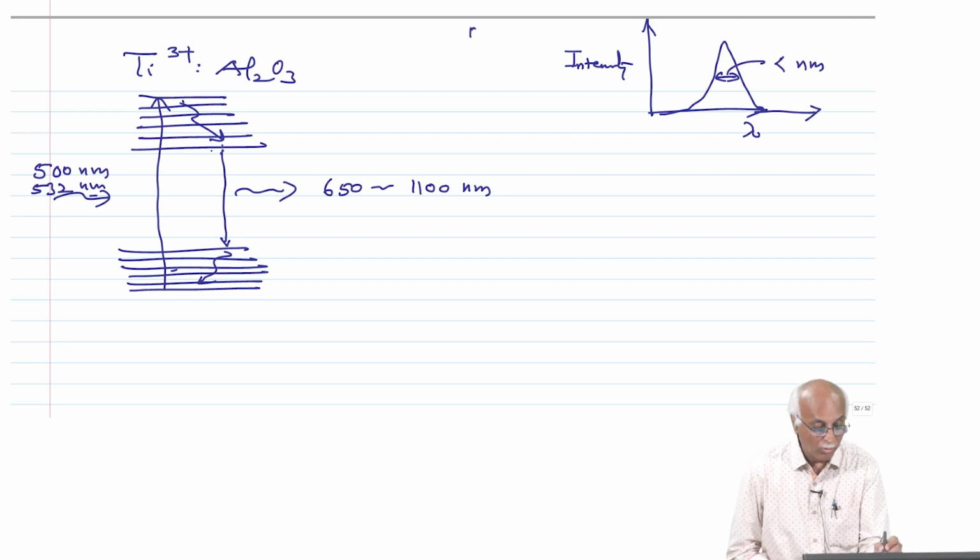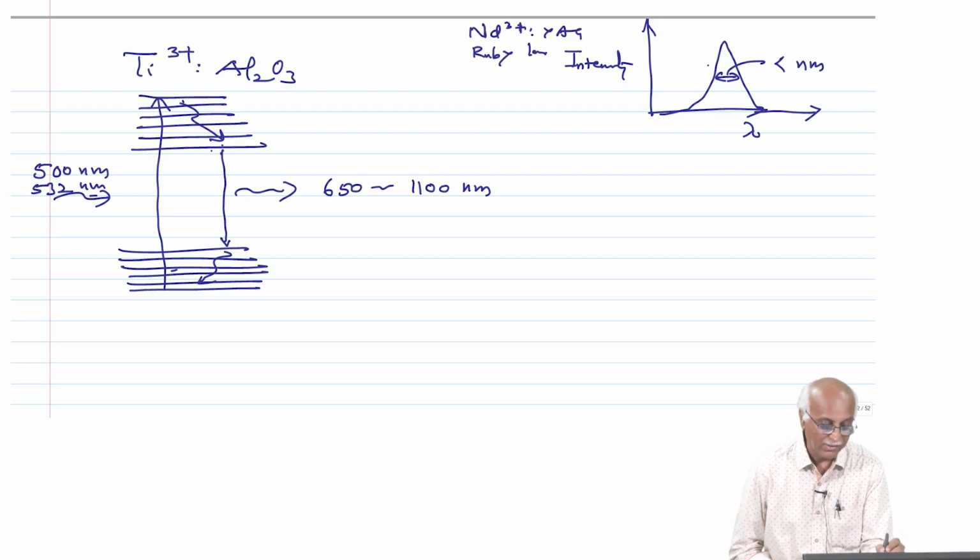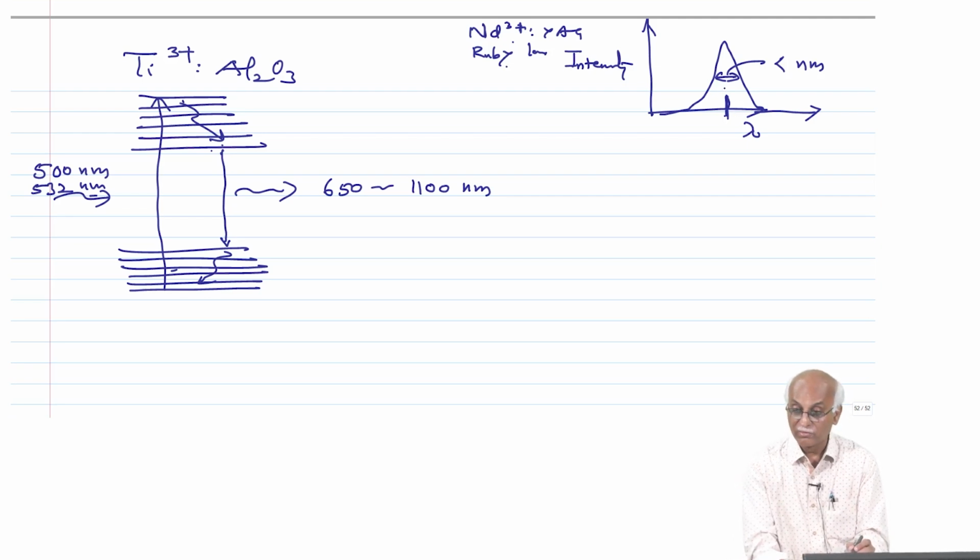This is about the Nd:YAG laser or the Nd3+ or chromium ruby lasers, etc. They have narrow spectral widths, although of course the center wavelength, the fundamental wavelength, may be different. For neodymium YAG it is 1064 nanometer, for ruby laser it is 694 nanometer, but the spectral width of the intensity distribution in wavelength is quite narrow.